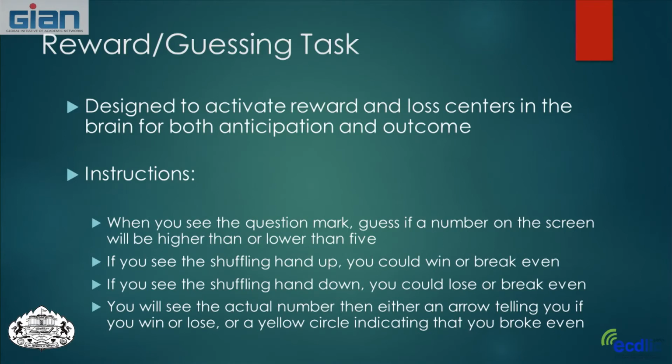So here's the instructions. When you see a question mark, you're going to guess if the number on the screen is going to be higher than 5 or lower than 5. Okay, the number is never going to be 5. It's always going to be 1 to 10. Okay, so actually 1 to 9. So it's never going to be 0. It's never going to be 10. It's going to be in between there. So you're going to make your guess, and then you're going to see the shuffling hand. So if you see the shuffling hand up, that means that if you guessed correctly, you're going to win. But if you guessed incorrectly, you're only going to break even. So you're not going to win or lose anything.